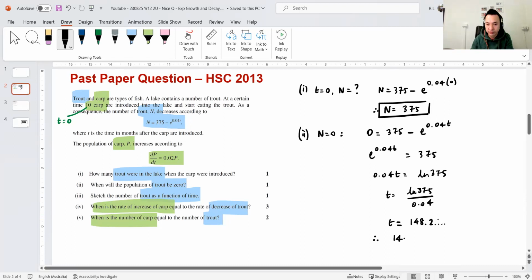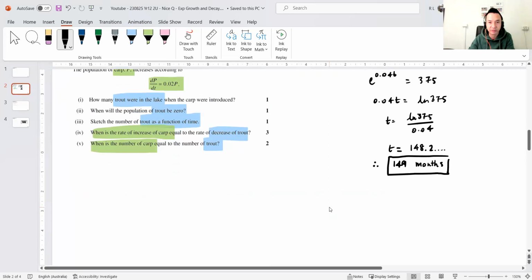I hope I'm not going too fast for people, but I don't think this is particularly hard, very textbook. That's why I do this question, because it's such a common question that gets recycled. Now, part 3, sketch the blue graph over time. That's just an exponential graph.